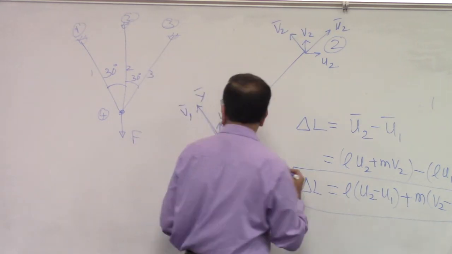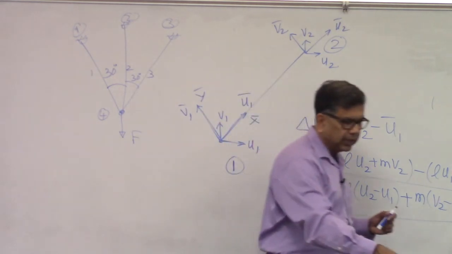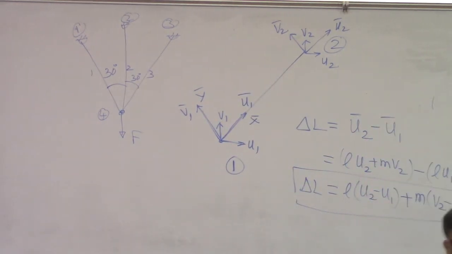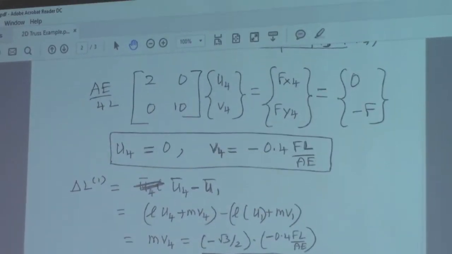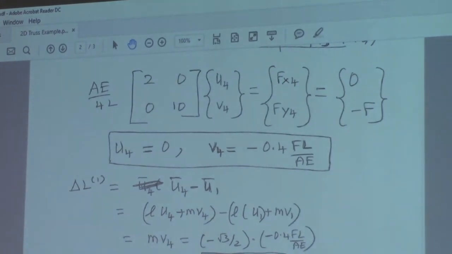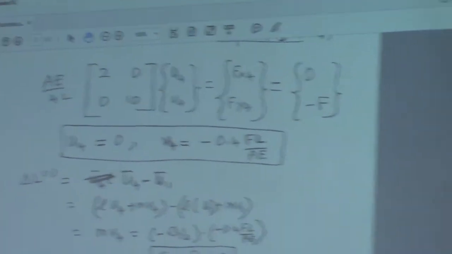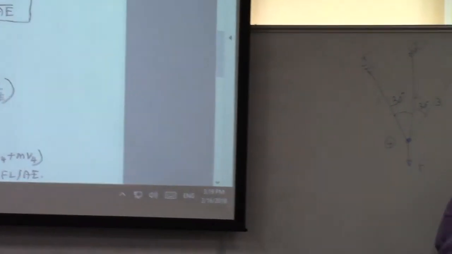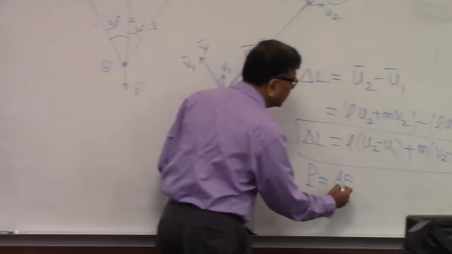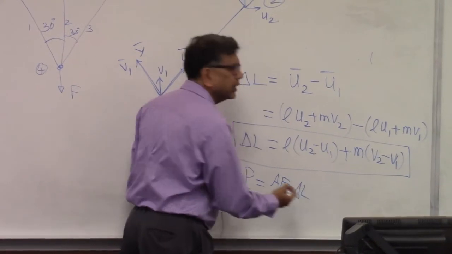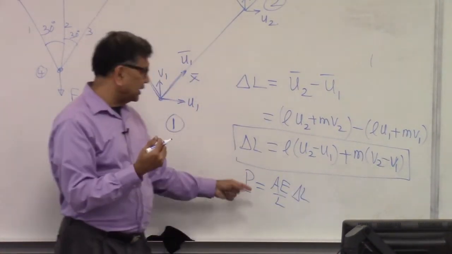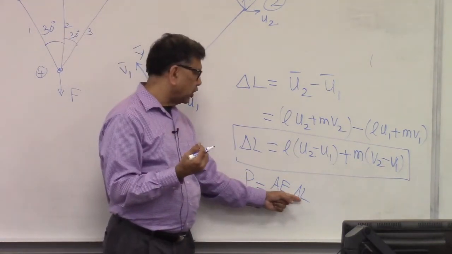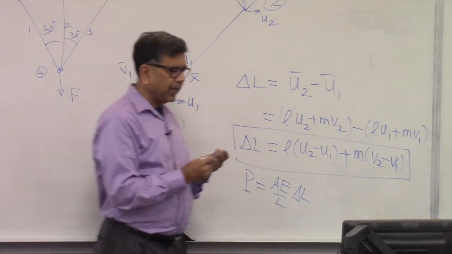Once you find delta L, that's what I did. I found delta L here using this formula, substituting the answers. Once you find delta L, P is easy. P is simply given by AE over L, the axial stiffness of the member, times delta L. AE over L is like a spring stiffness, delta L is the elongation, so P is the axial force.